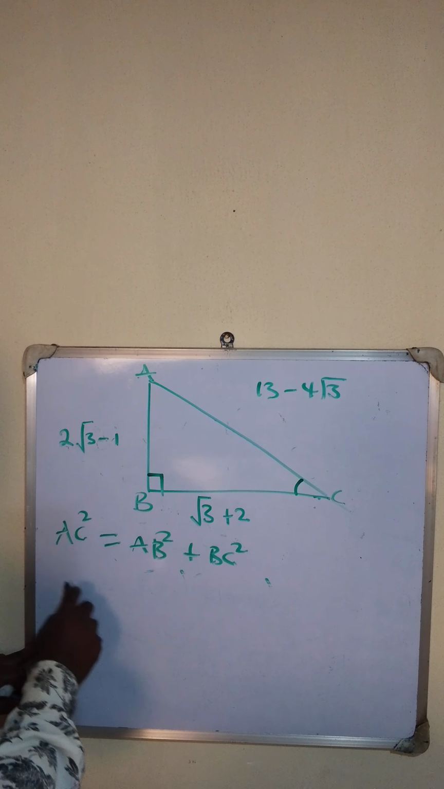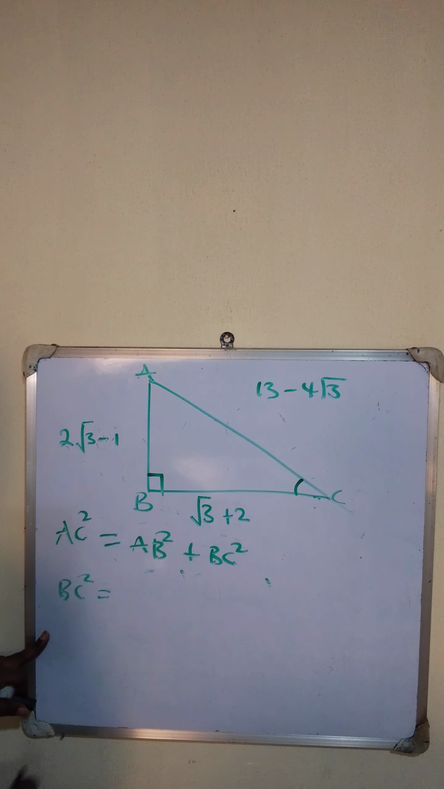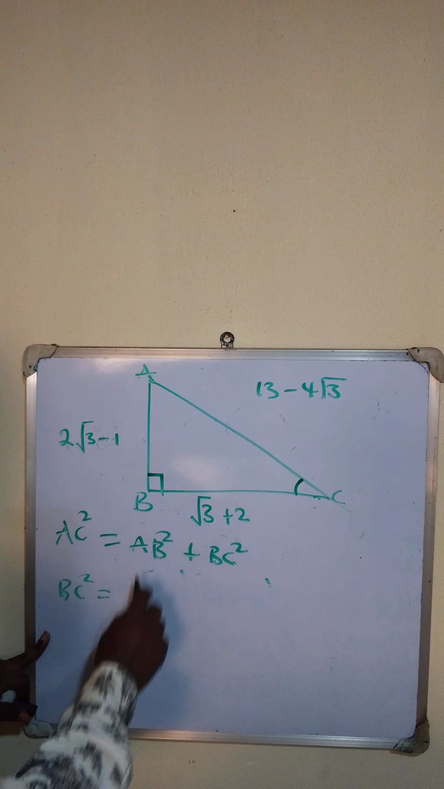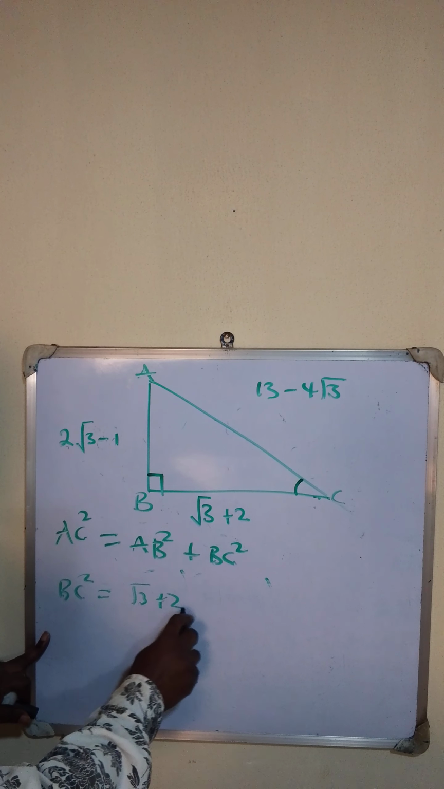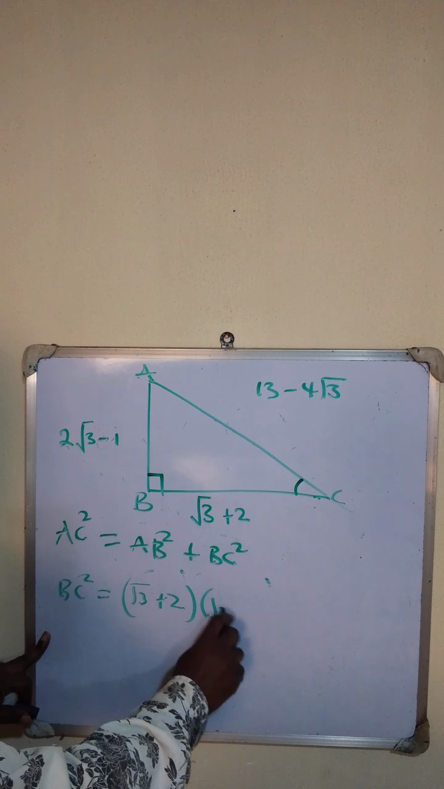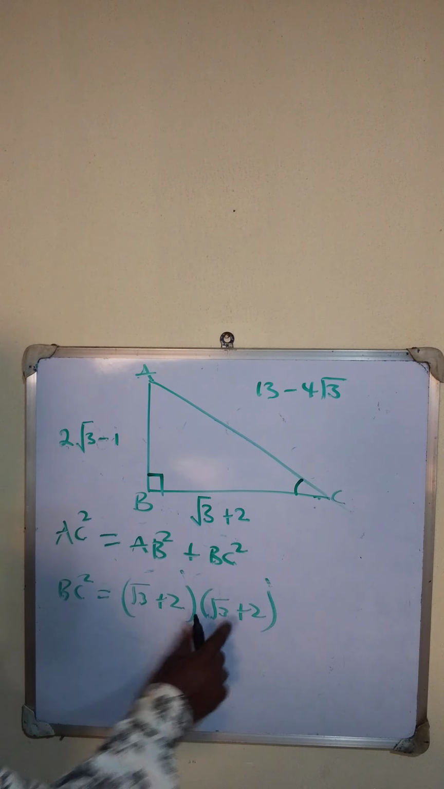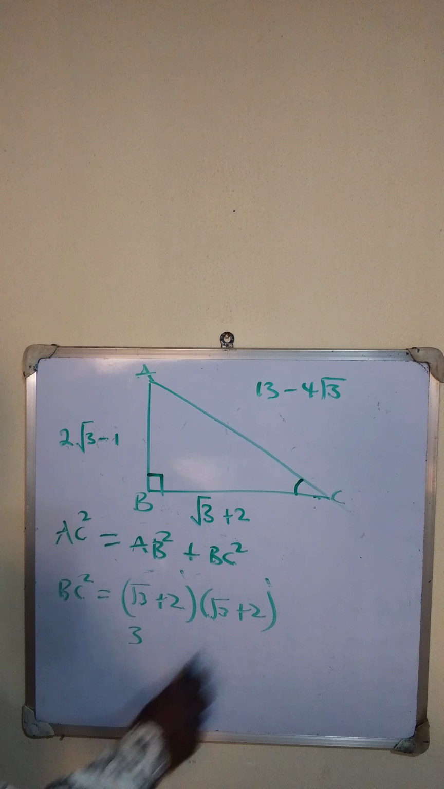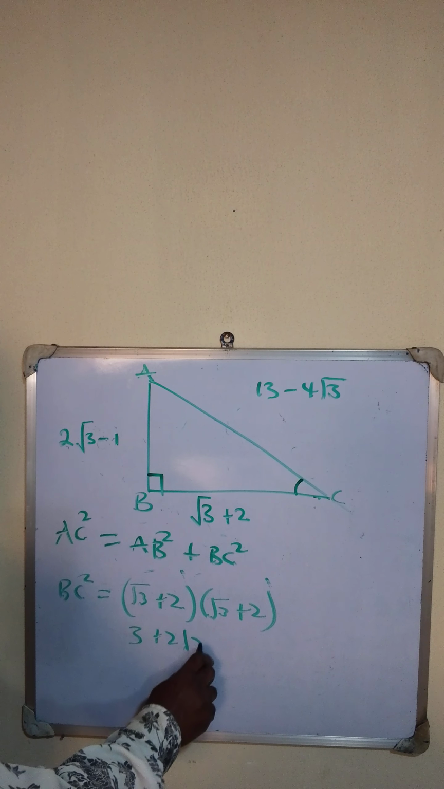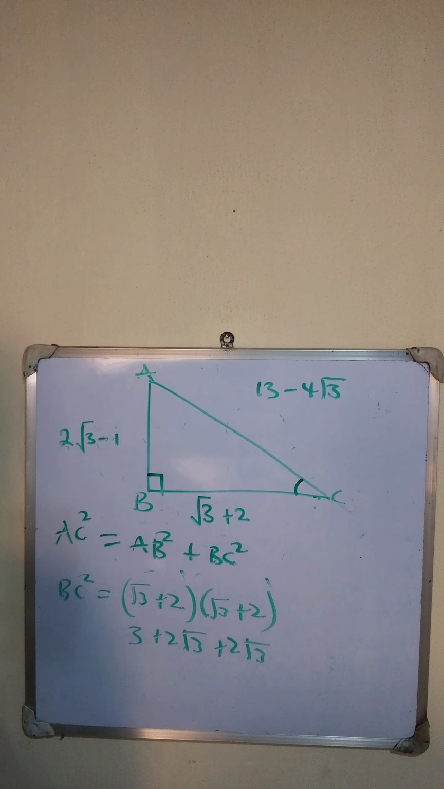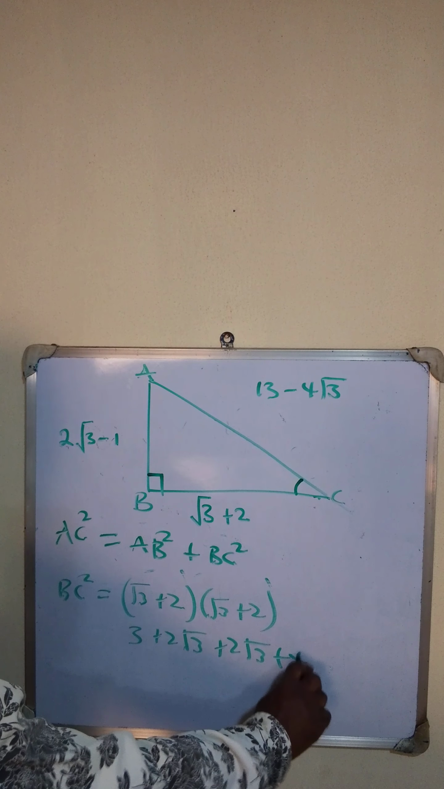BC, we have, that is BC square. So we have root 3 plus 2 into root 3 plus 2. That is what it is. So let's expand it. Root 3 times root 3 will give us 3. Root 3 times 2 will give us 2 root 3. Then 2 times root 3 will give us 2 root 3. 2 times 2 will give us 4.